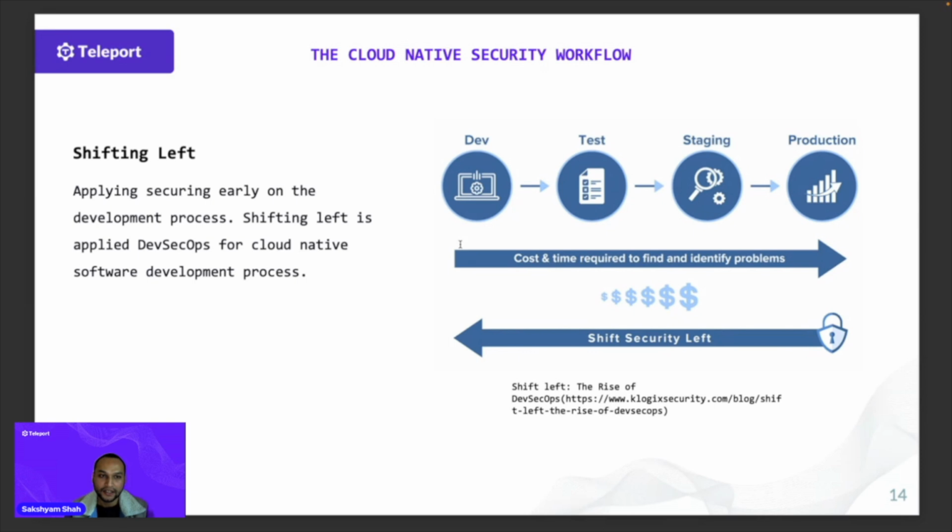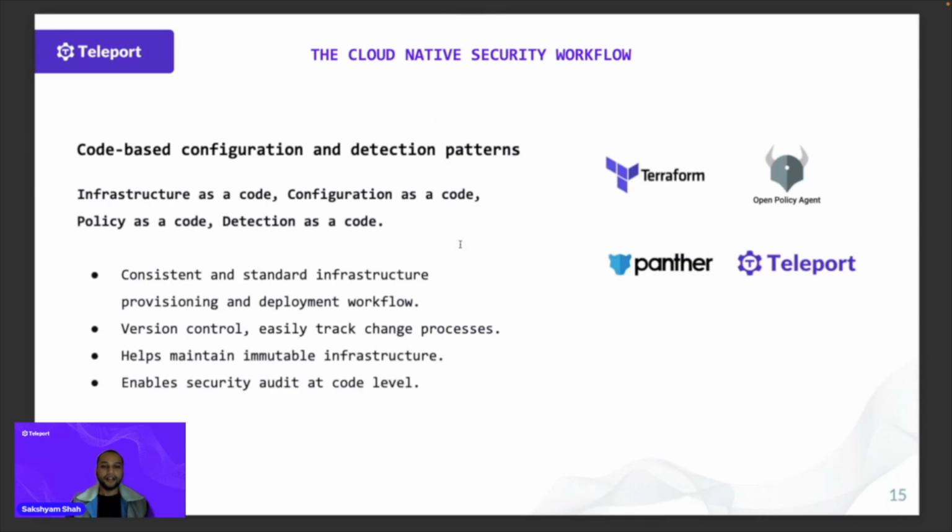The second new workflow in cloud native security is code based configuration and detection patterns. For example, infrastructure as code, configuration as code, policies as code, and detection as code. What they bring is consistent and standard infrastructure provisioning and deployment workflows. When you can save configurations and detection policies all in code, you can put them in a version control system and easily track changes as well. These help maintain immutable infrastructure, and also help to implement security audits at the code level.